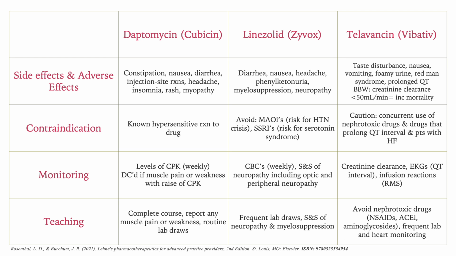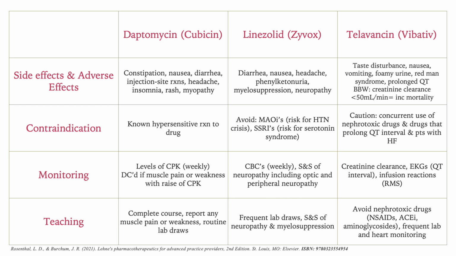In addition to vancomycin, there are 5 other medications that the Infectious Disease Society of America recommends. They either are recommended in combination with vancomycin or they are recommended after vancomycin is tried if vancomycin is not working properly, and they're used as second-line drugs. So to begin, daptomycin has some side effects including constipation, nausea, diarrhea, injection site reactions, headaches, insomnia, rash, and myopathy. It is contraindicated just if there's known hypersensitivity reactions to the drug.